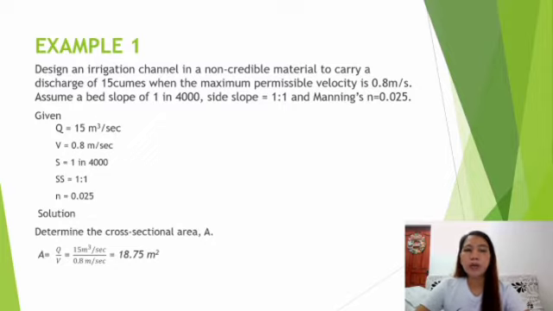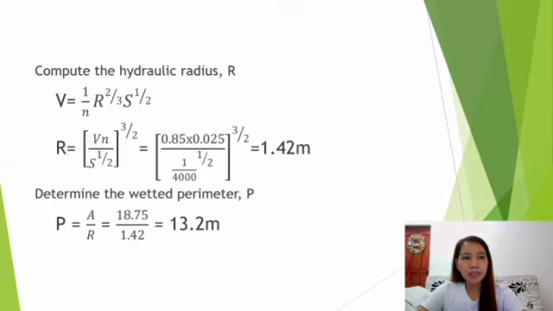The first step in the design is to determine the cross-sectional area A. We can get this from the discharge equation: A equals Q over V, that's 15 cubic meters per second over 0.8 meters per second, which is 18.75 square meters. The second step is to compute the hydraulic radius. Since we have given V and given S, we can substitute them to get the value of R, the hydraulic radius.